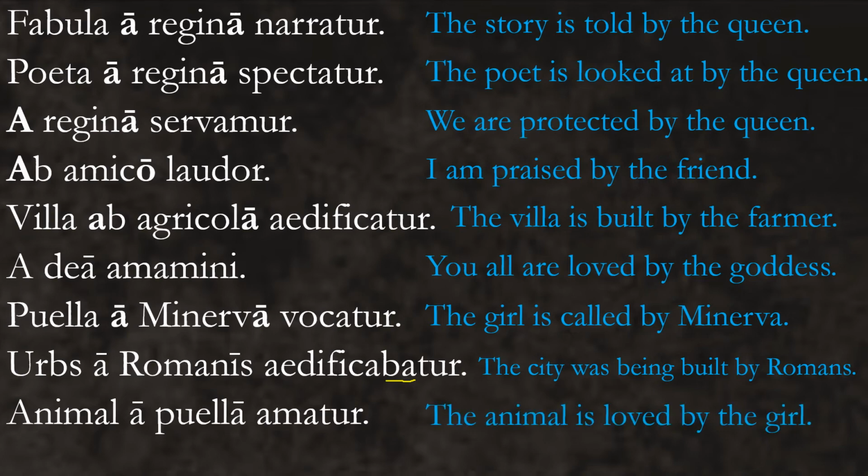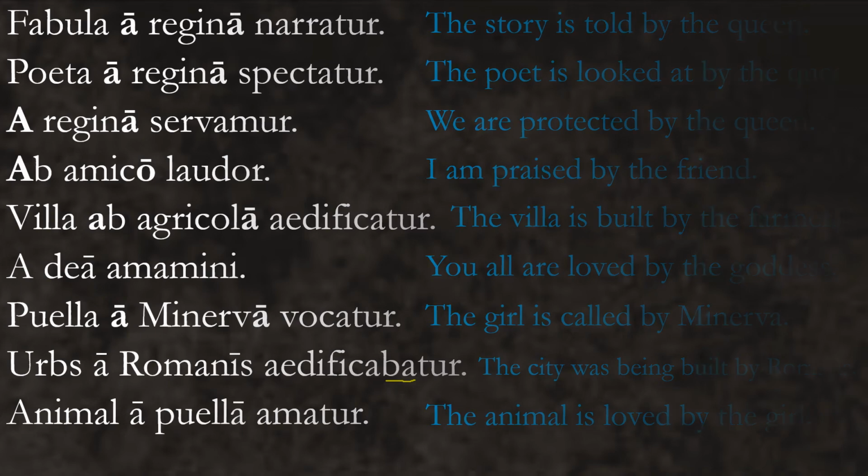Hopefully, you're getting a feel for the structure here. The A or the AB in the ablative of the personal agent will generally not be separated from its noun, from its ablative noun. So you'll see them together. They could go at the beginning, they could go at the end. And let's try a few more examples and we'll mix up the tenses a little bit.